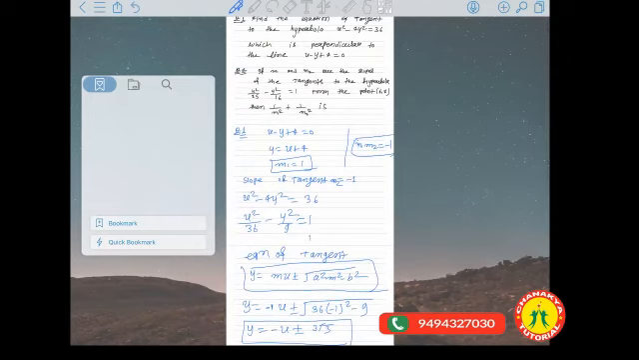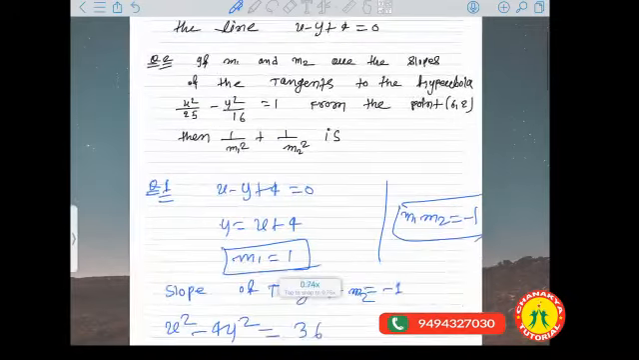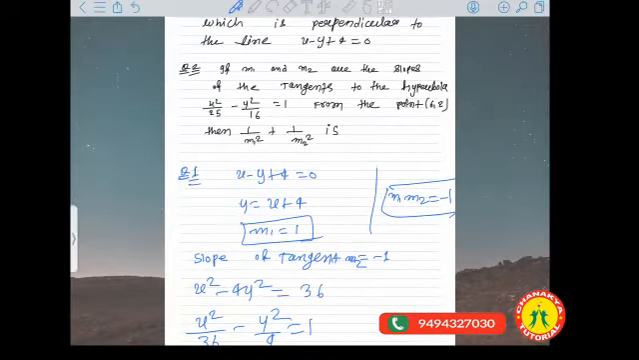Now please do that second question. Everyone do that second question. Question is, if m1 and m2 are the slope of the tangent to the hyperbola, from the point 6, 2. So can you say, Minal, 6, 2 is outside the hyperbola or inside the hyperbola? Minal, can you say point 6, 2 lie inside the hyperbola or outside the hyperbola?